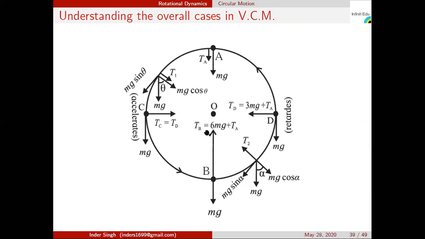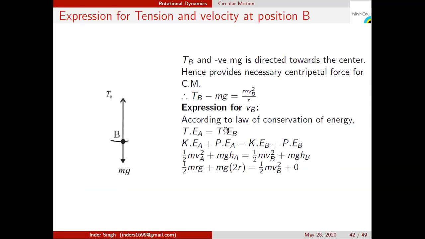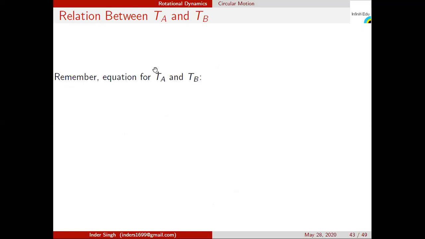This is what TB is: it is equal to 6 mg plus TA. So this is the relation between TA and TB. If you subtract this, TB minus TA, it should be equal to 6 mg. So this is that question, the relation between TA and TB. So derive. What is the question? Derive the relation between TA and TB.